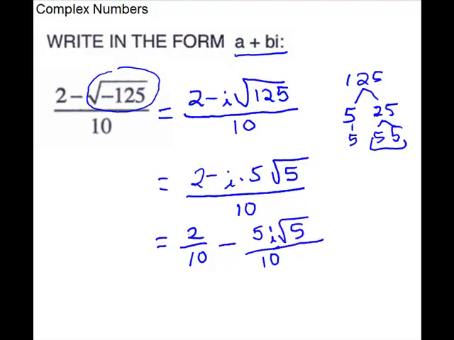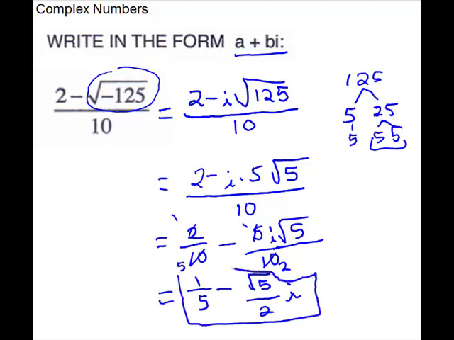Right. 2 over 10 we can reduce. 2 will go into 2 once, 2 will go into 10 5 times. So we have 1/5 minus 5 will go into 5 once, 5 into 10 will go 2 times. So we have a half times i times square root of 5. So the 1 times square root of 5 we can put together to just be square root of 5 over 2, and we'll put the i last to be in standard form. So 1/5 minus square root of 5 over 2 times i.